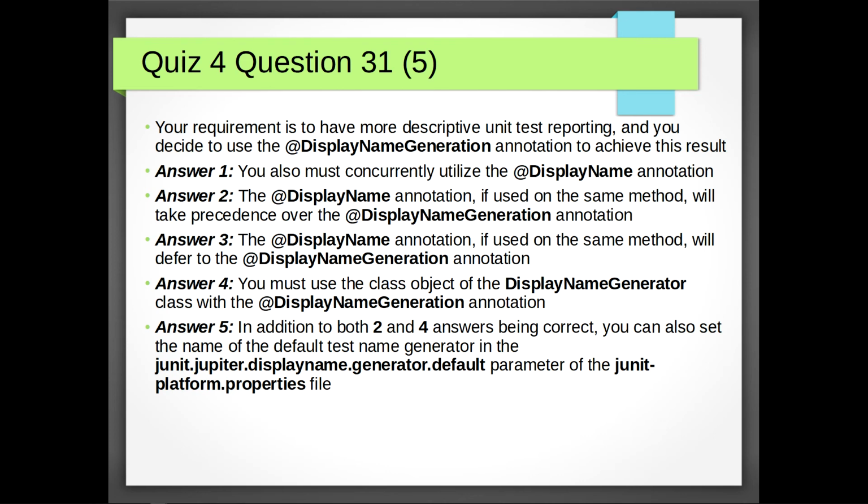Answer 5. In addition to both 2 and 4 answers being correct, you can also set the name of the default test name generator in the junit.jupyter.displayName.generator.default parameter of the junit-platform.properties file. So this is a loaded question, kind of. So answer 2 is correct. Answer 4 is correct. And answer 5 is correct.